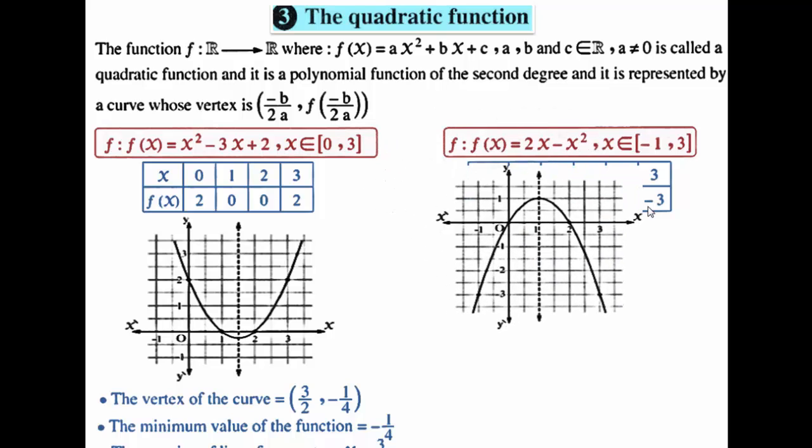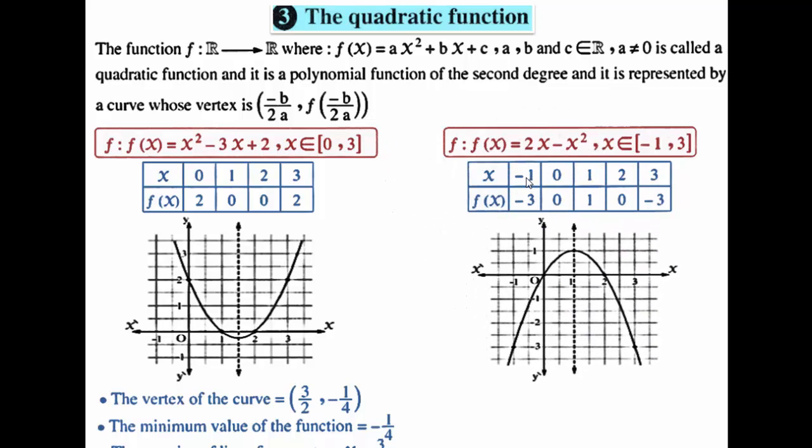To represent it graphically, we will represent each ordered pair here. Negative 1 on the x-axis and negative 3. The first point will be here. The second ordered pair 0 and 0, the origin point. This is the second point.